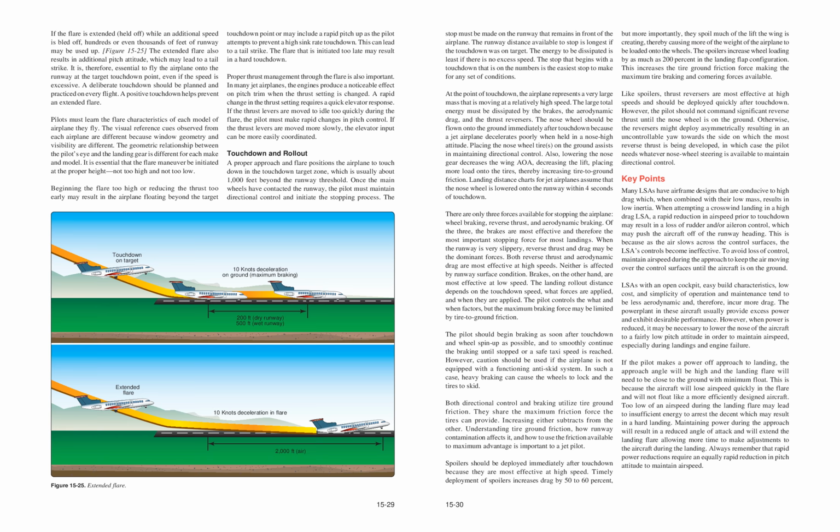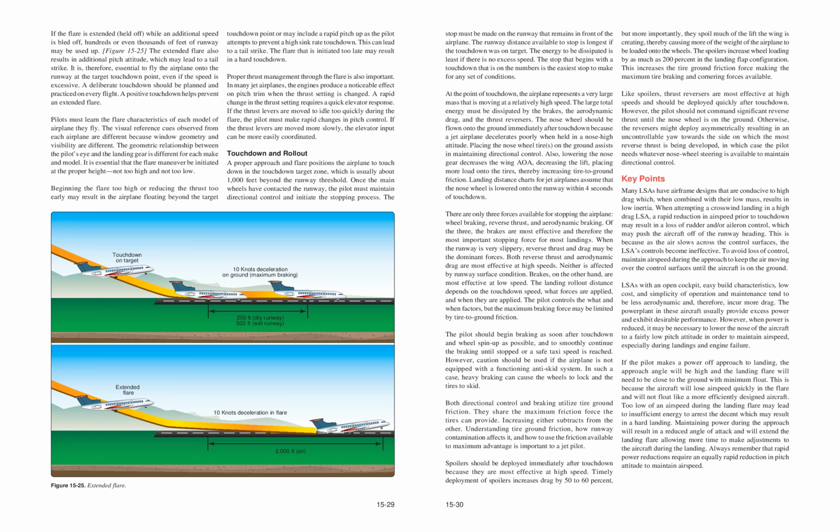It is essential that the flare maneuver be initiated at the proper height, not too high and not too low. Beginning the flare too high or reducing the thrust too early may result in the airplane floating beyond the target touchdown point, or may include a rapid pitch up as the pilot attempts to prevent a high sink rate touchdown. This can lead to a tail strike. A flare that is initiated too late may result in a hard touchdown.